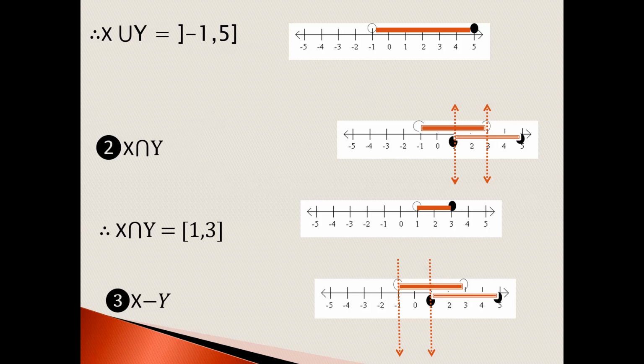So the answer here will be negative 1 and 1. Negative 1 is open and 1 is also open. Why? Because I cancel closed, so I take the opposite, and it will be open. So the answer is negative 1 open and 1 open. That's the answer.